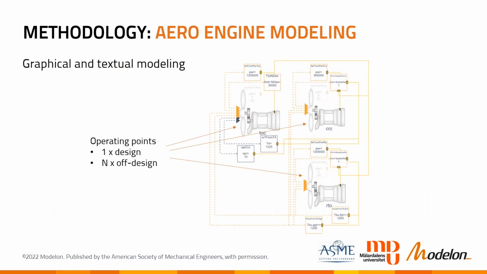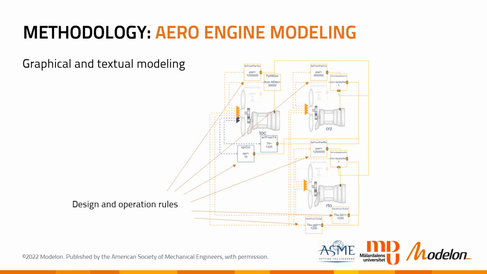When building multi-point design models, the turboprop model built out of the individual components that we just saw on the previous slide can be instantiated several times. And of course, that is done once for a design point and several times for off design points. You can see them on the slide here. And then engine model instances are connected to each other through utility models that contain the typical design and operation rules.